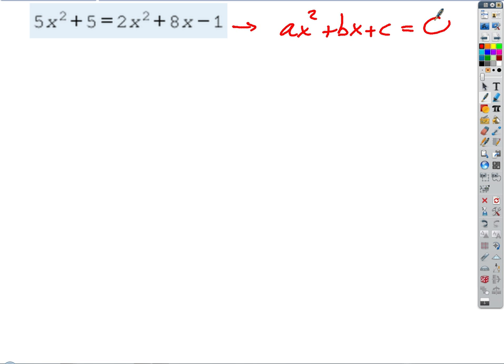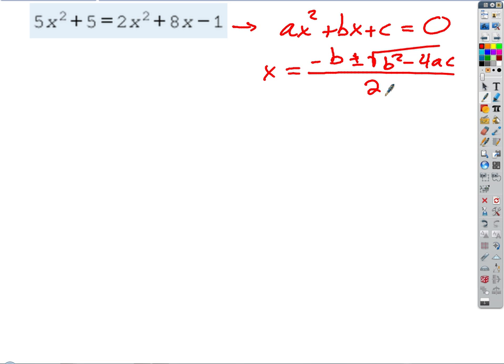Once we get to this point, though, where the quadratic equation is in standard form, we don't have to do any real complicated algebra anymore because we now have a formula for it, right? We know that the solutions to a quadratic equation in standard form by the quadratic formula are x equals negative b, plus or minus the square root of b squared minus 4ac, divided by 2a, right?